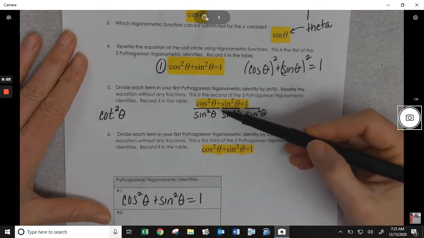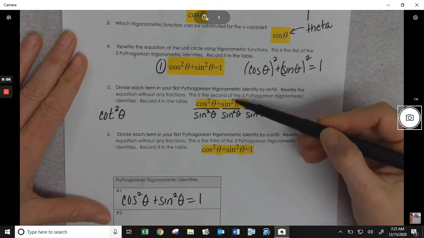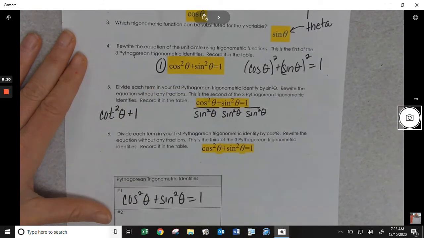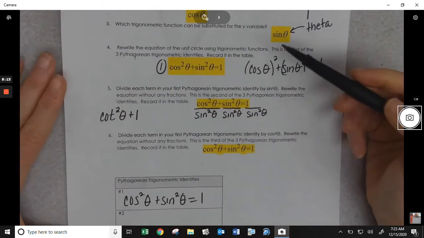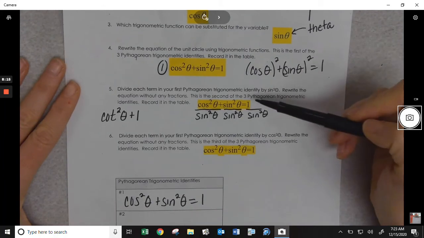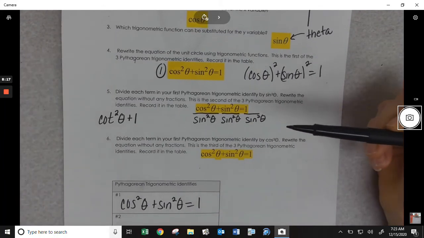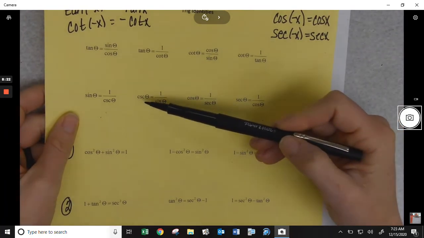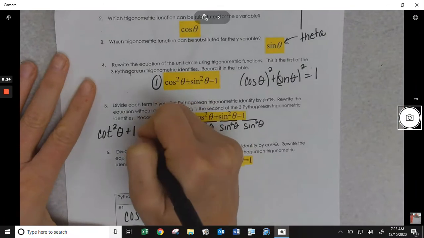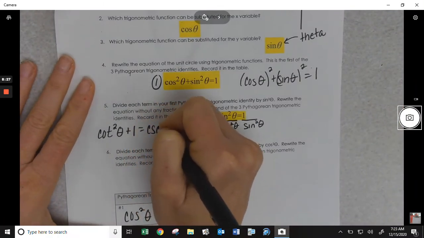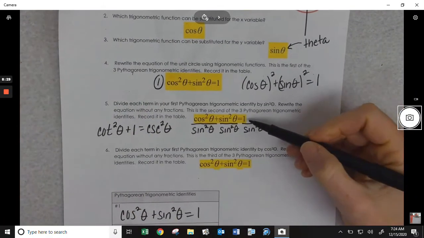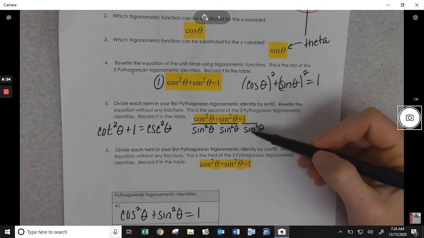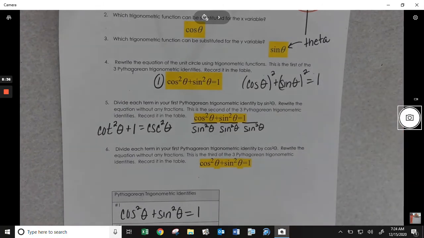Sine squared theta over sine squared theta. When the numerator and denominator are the same, that equals 1. And then 1 over sine squared. Well, 1 over sine is cosecant. So since I have a square on it, I say cosecant squared. Because technically you could write this as 1 squared because that is a 1, and you could square it if you wanted to. So it's like having 2 cosecants multiplied together.